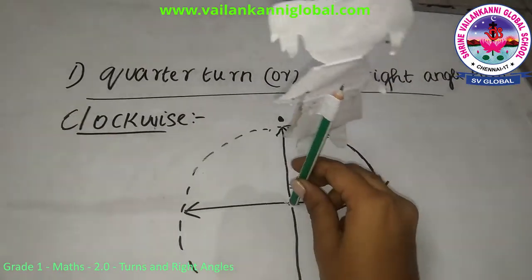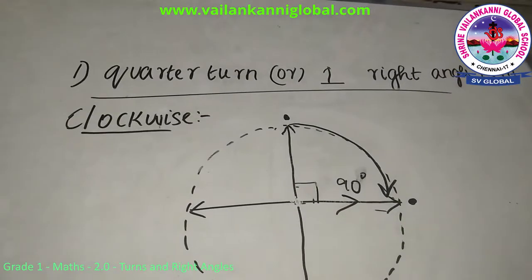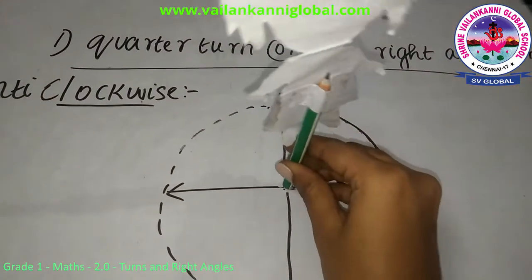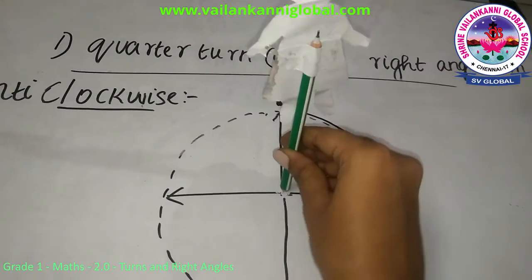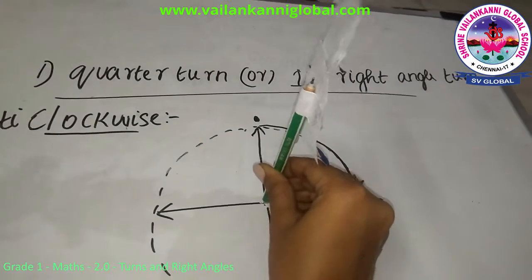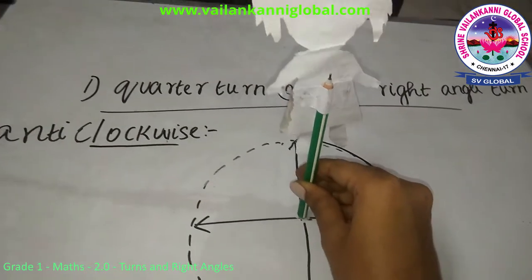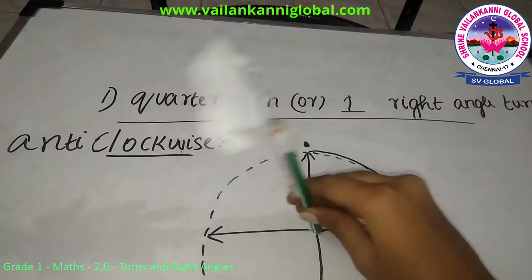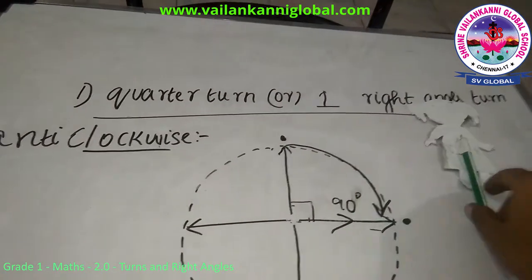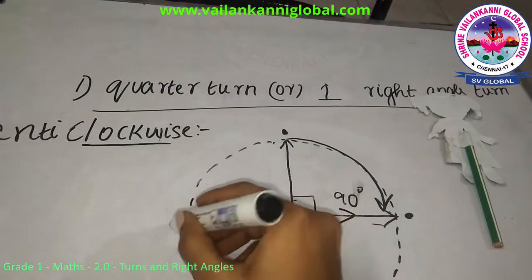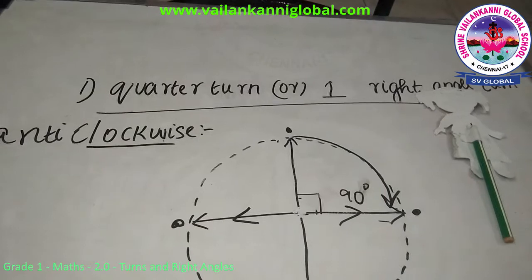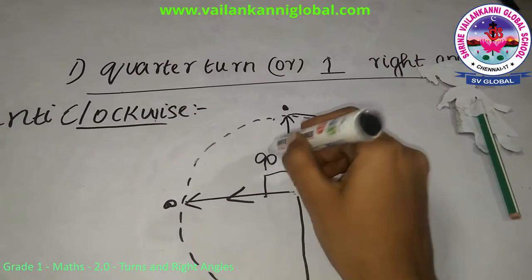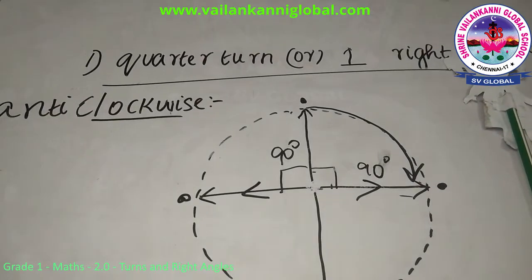Let's see how she will face in the anti-clockwise direction. So I told you anti-clockwise is just the opposite of clockwise. So clockwise she turned like this. For anti-clockwise she has to turn just this side. And now she is facing this side. Okay. So now Tina will face this direction when she is taking a quarter turn towards the anti-clockwise direction.